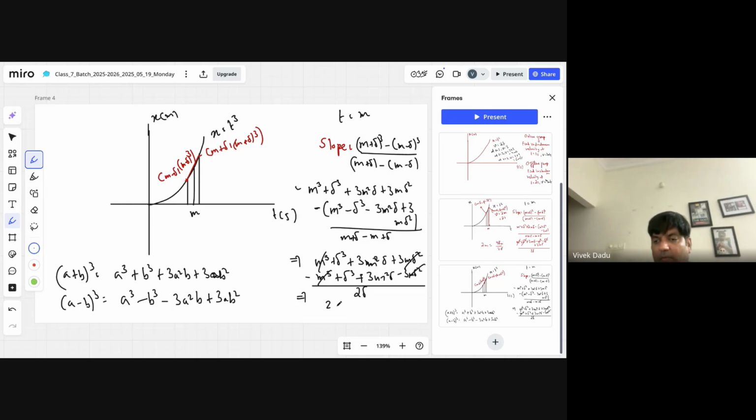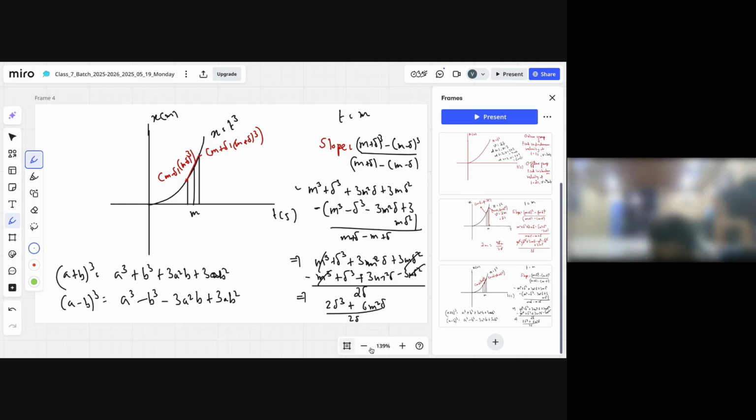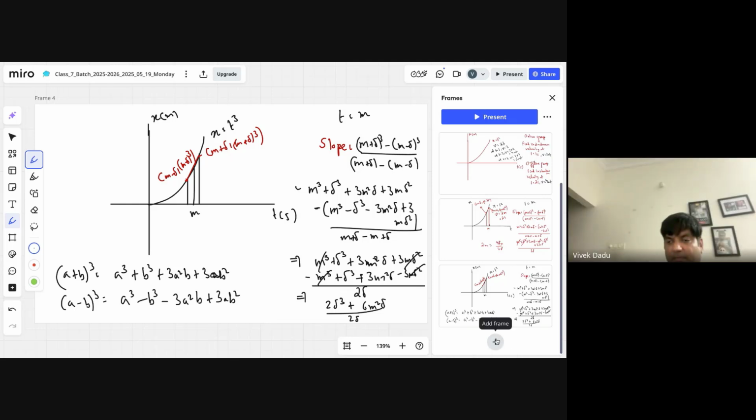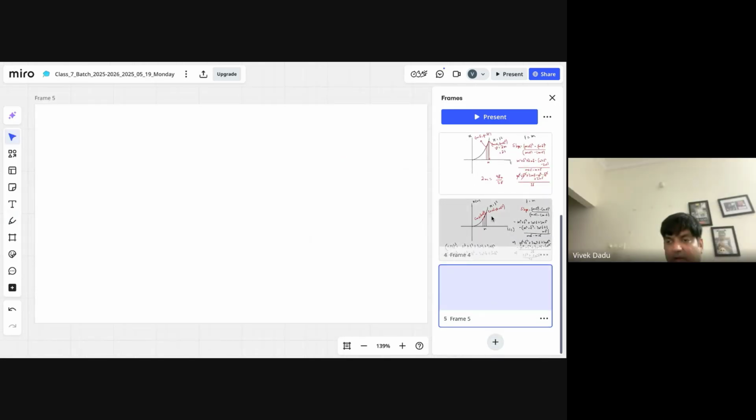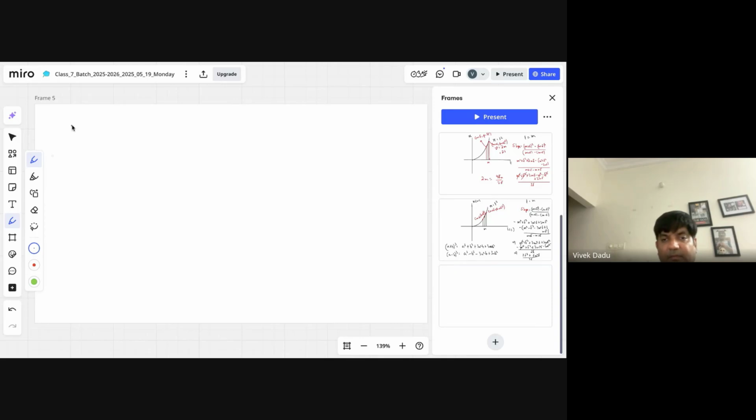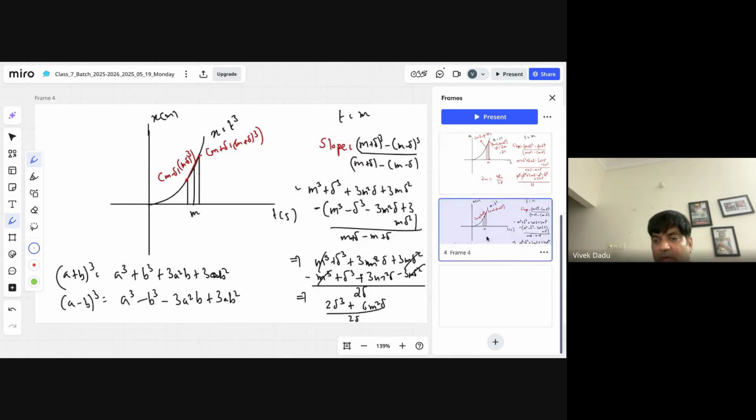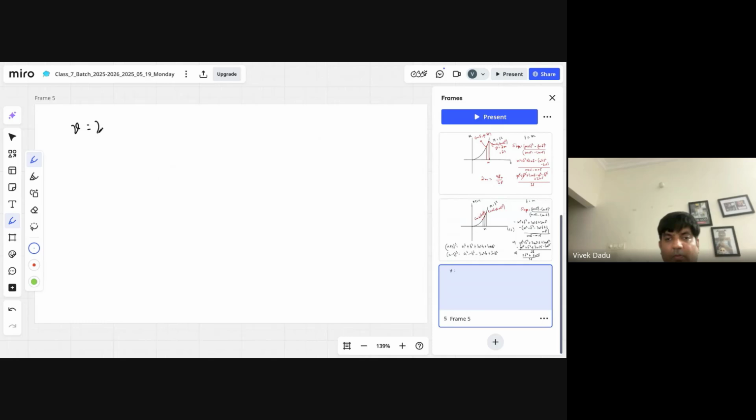2 delta cube plus 6m square delta by 2 delta. Okay, now simplify it. This is V, right? 2 delta cube plus 6m square delta by 2 delta.